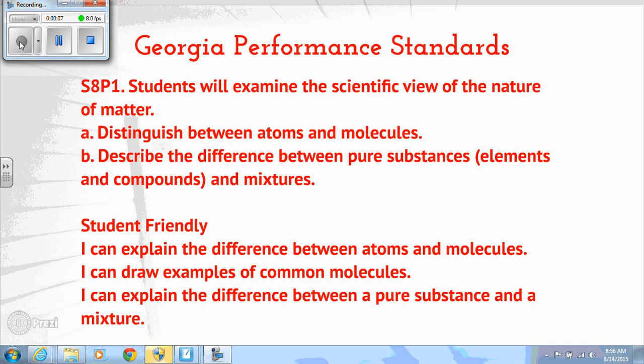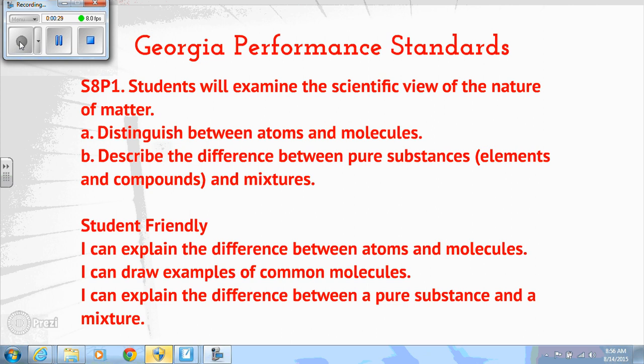In this video lesson, we're going to be focusing on standards S8P1. Students will examine the scientific view of the nature of matter, which more specifically we'll be looking at distinguishing between atoms and molecules and describing the difference between pure substances, which are elements and compounds, and mixtures.